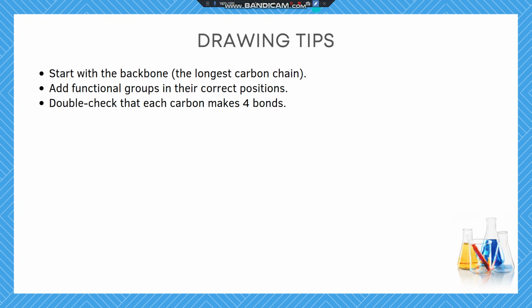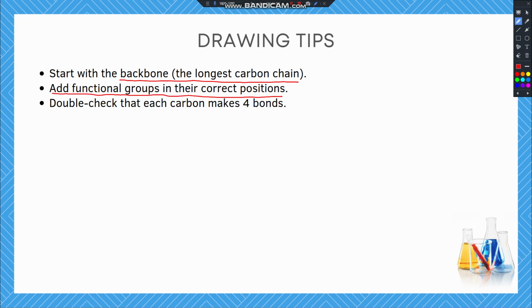So here are some drawing tips that you need to know. First of all, you start with the backbone. The backbone is the longest carbon chain that contains the functional group or the multiple bonds present. The next thing is to add functional groups in their correct positions and then double check to find out if each carbon makes 4 bonds. Remember, carbon has a valency of 4, which means it can only accommodate 4 bonds in a structure.